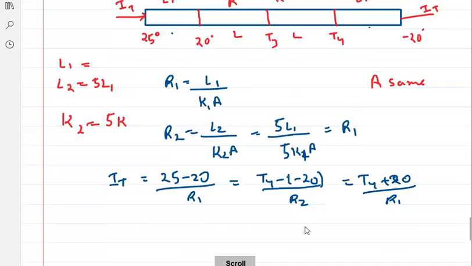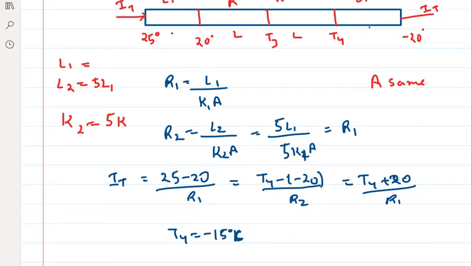Okay. So if you equate it, you can get T4 is equal to minus 15. Yes or no? Minus 15 degrees centigrade. Anyone have any issues in this?